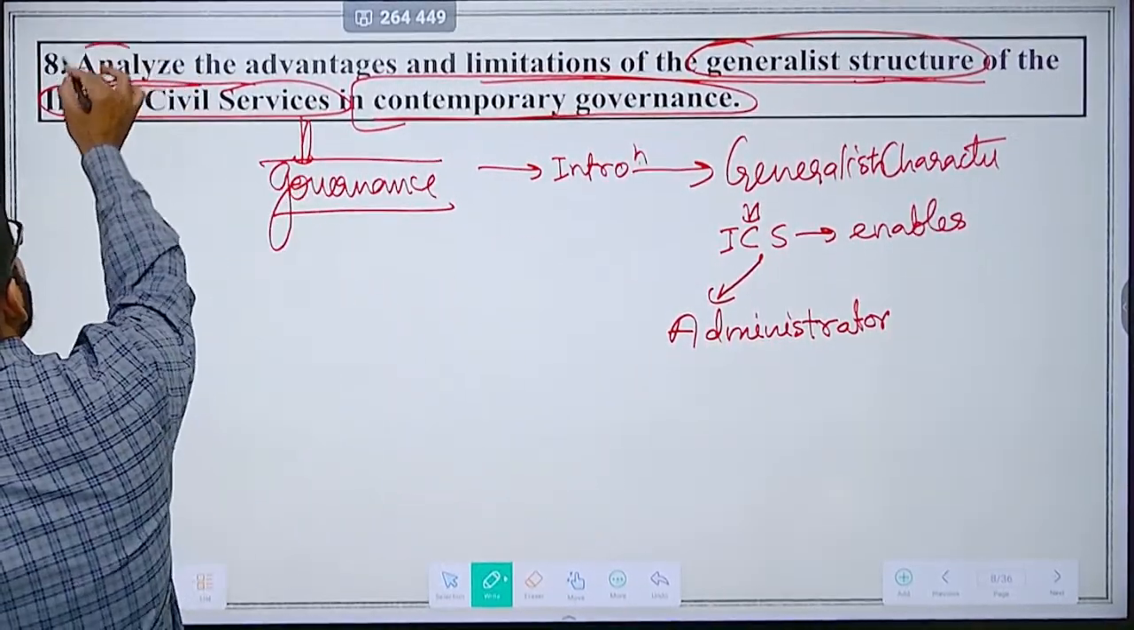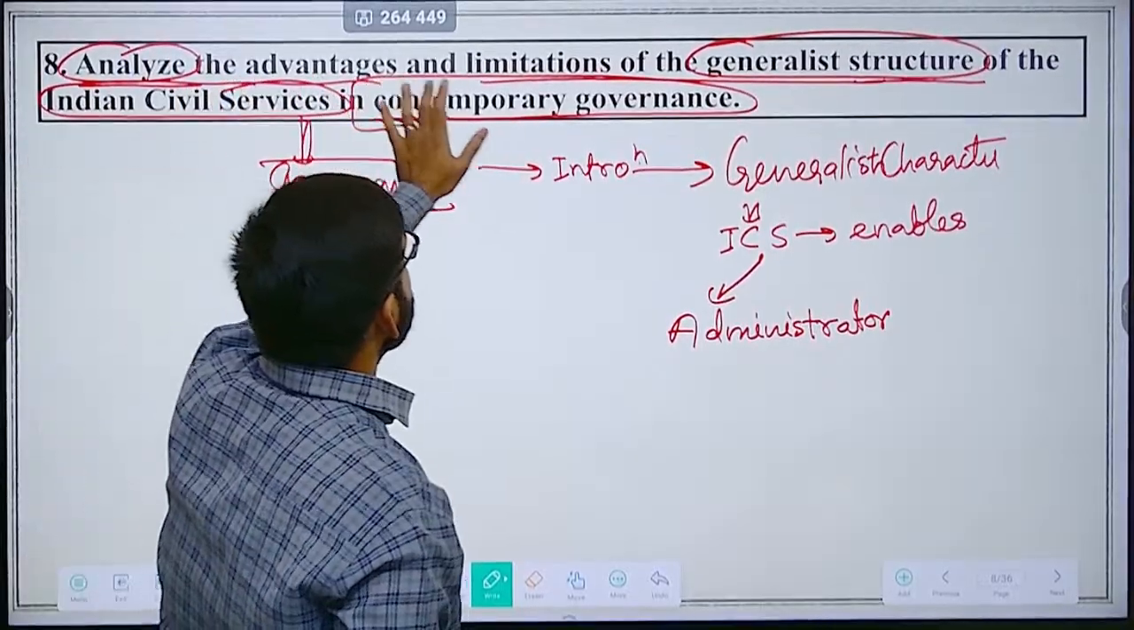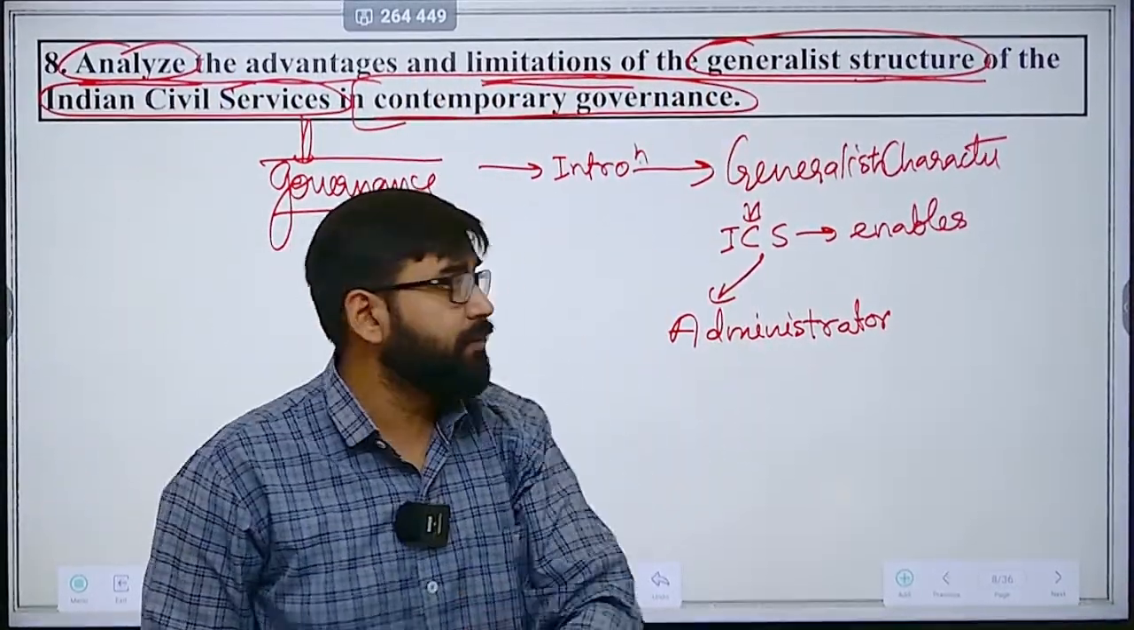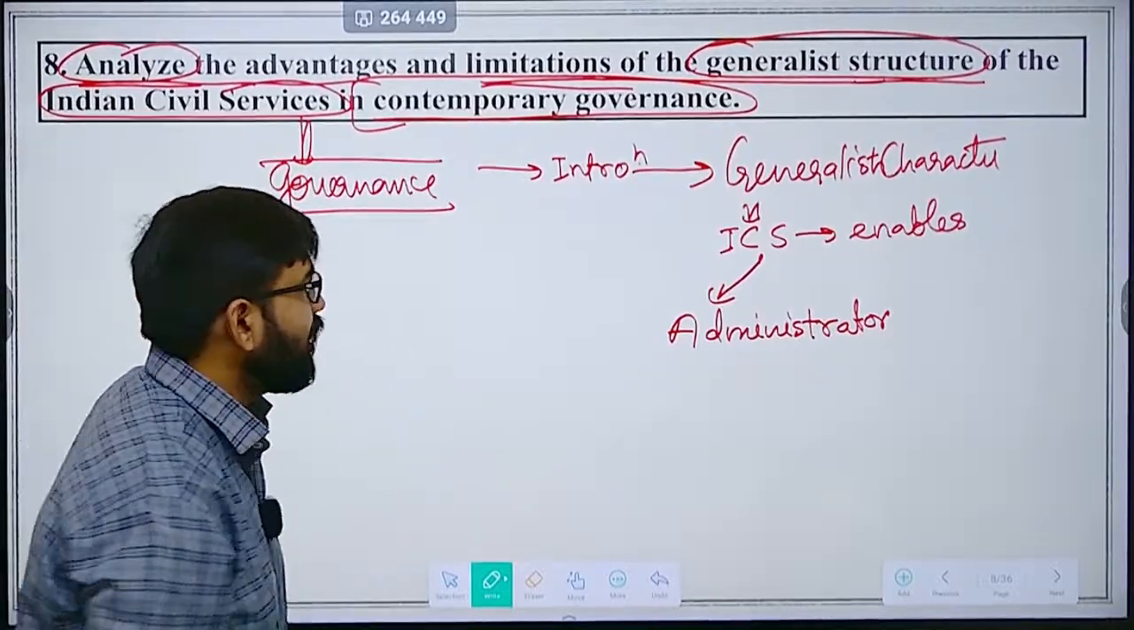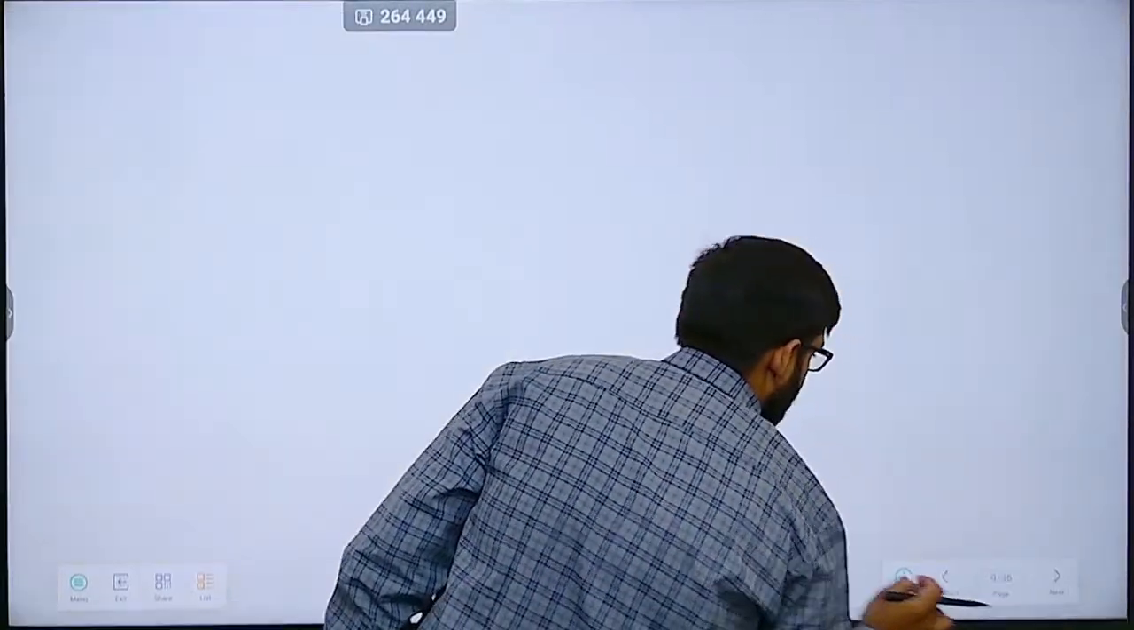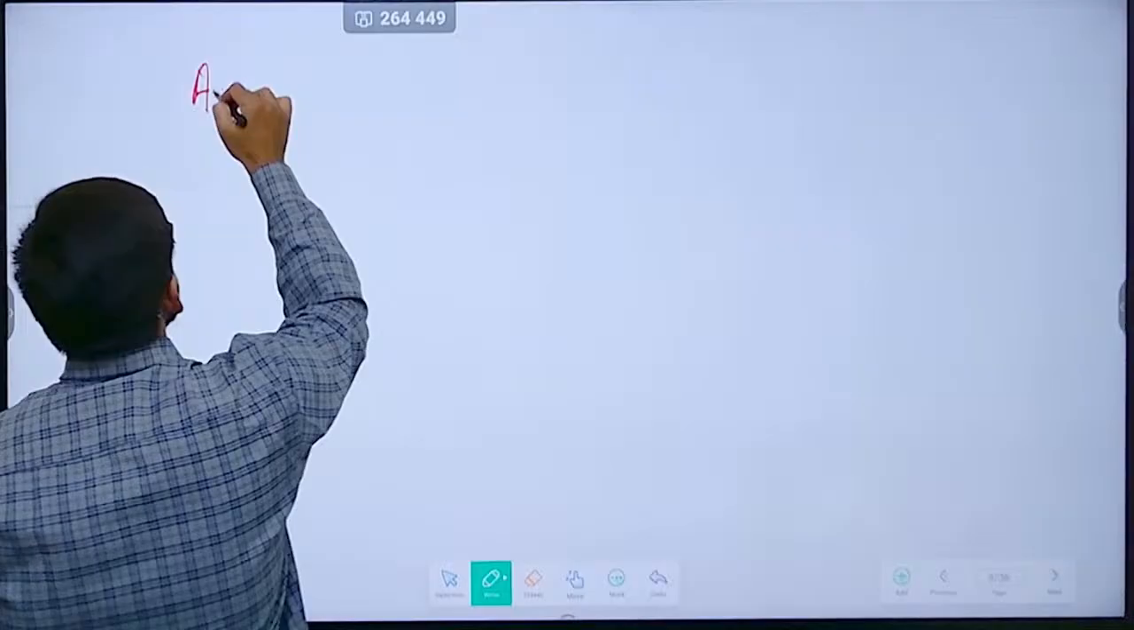Now it is saying analyze the advantages and limitations. Two things you have to write. You have written the introduction. Now the second important thing that you have to write is the advantages.